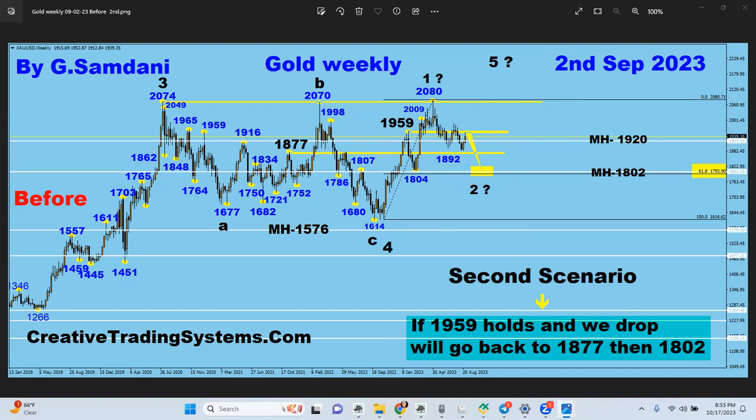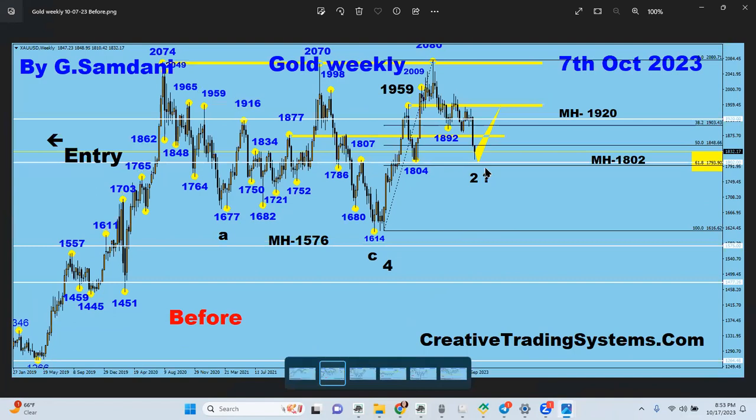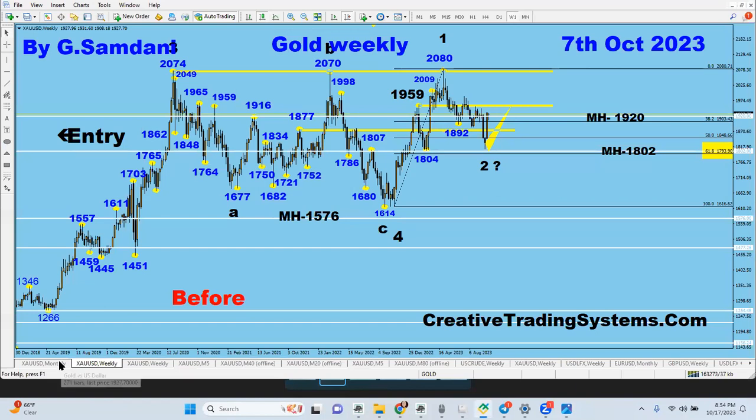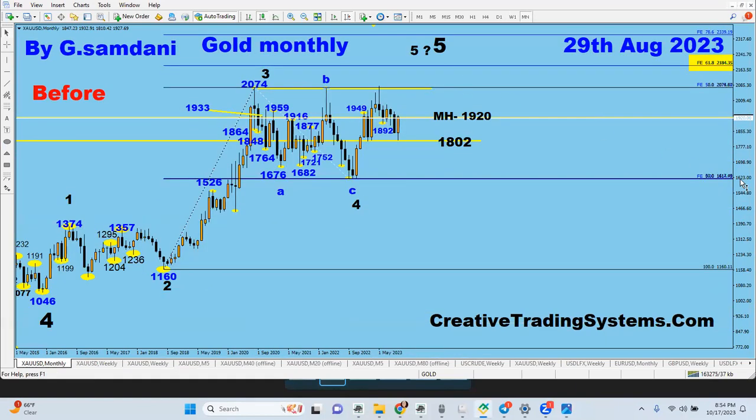So what happened to this chart? Later on, this happened. We came very close to 1802 and then bounced. We started to bounce, and I said, okay, now we're going to go back to 1959. Of course, we have to break this 1877, then 1920, and then we get to 1959, break that, and we will be going to the upside. To where? Actually, we are going to finish up this wave 5 here.